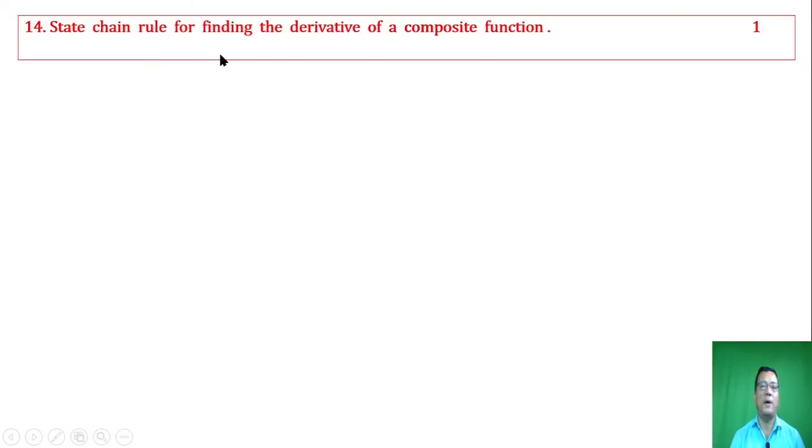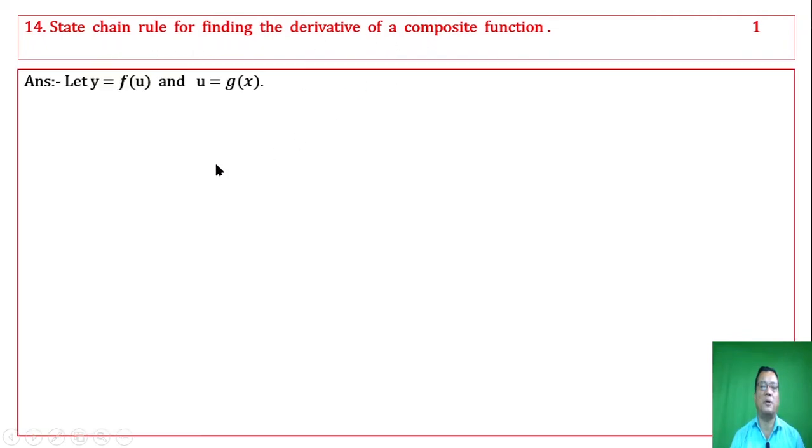State the chain rule for finding the derivative of a composite function. Let y be a function, y equal to f of u, and u is g of x. Then dy by dx is dy by du into du by dx. This rule is called the chain rule.